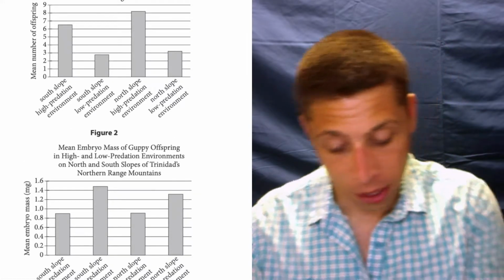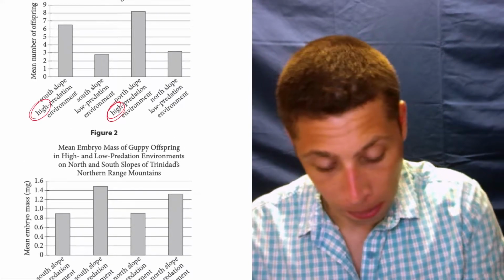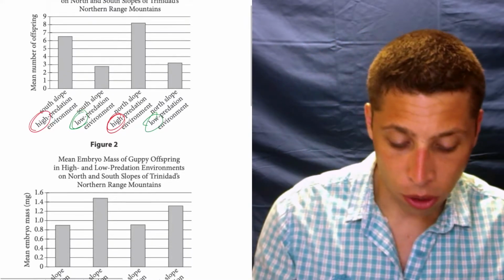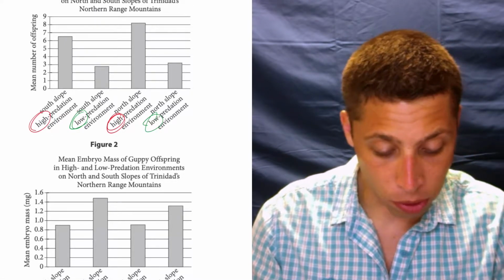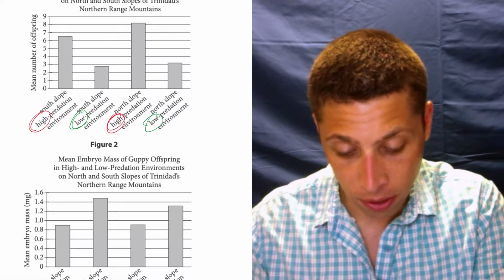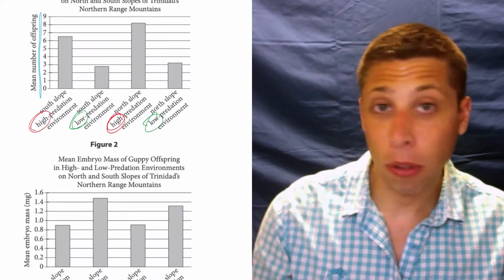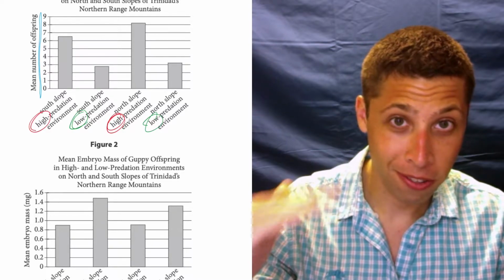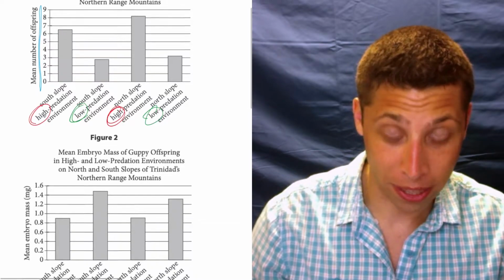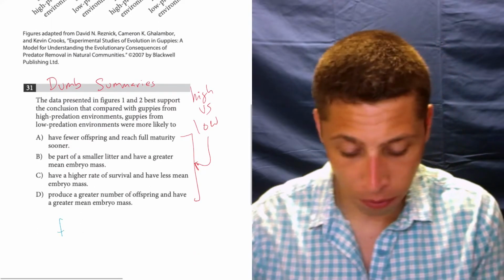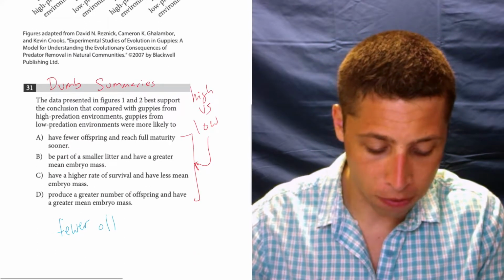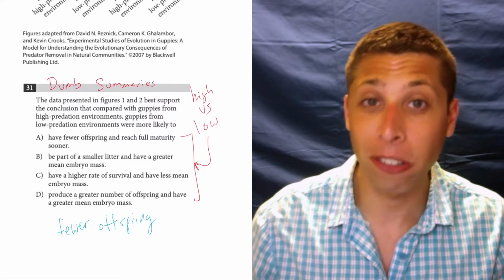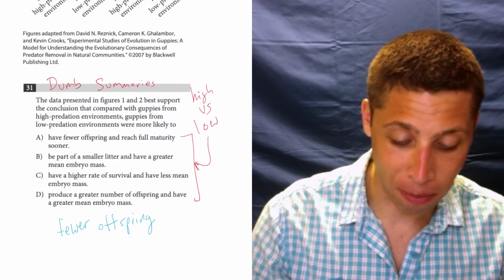So here is high and here is low. So high versus low. What do these bars mean? Well, we can look over here. Mean number of offspring. So the low has lower bars, fewer offspring. So let's write that down. Fewer offspring. Right? We're just looking where the bars are low. That's all. Now let's do the same thing for 2.